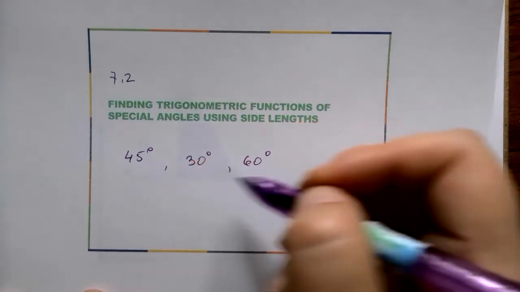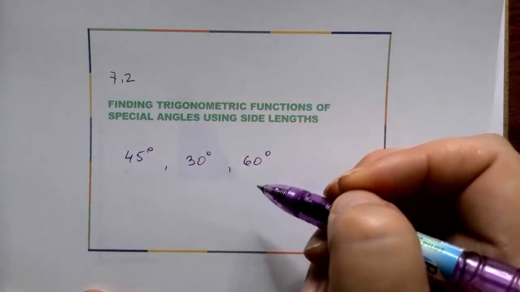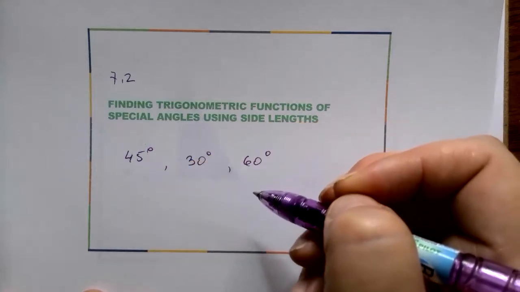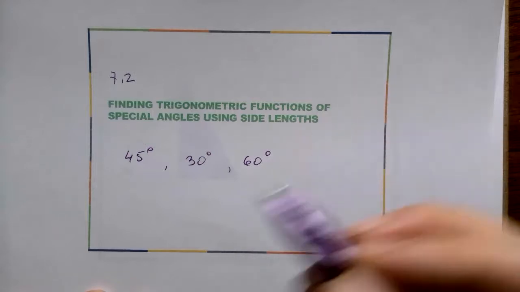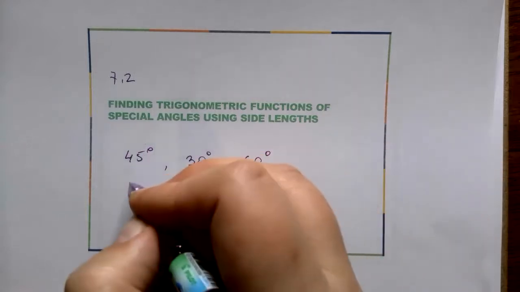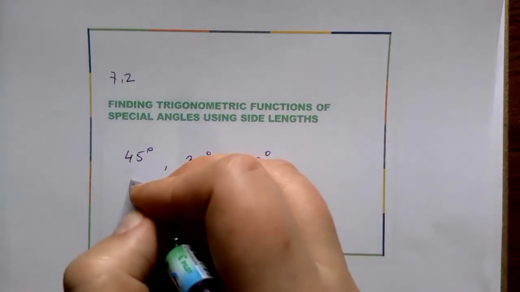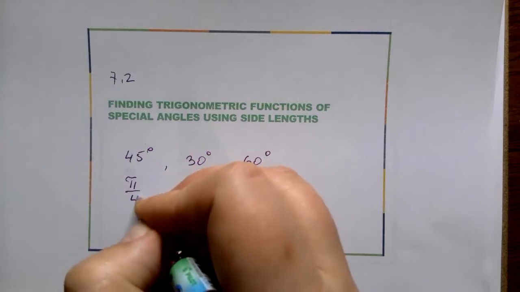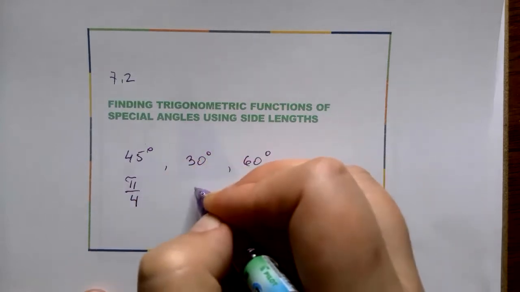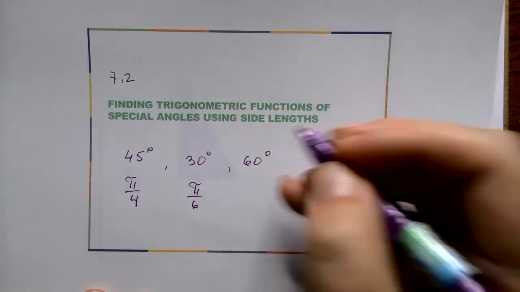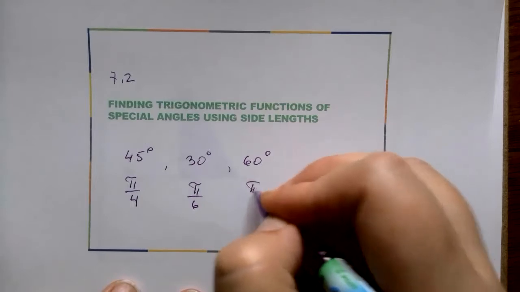Now let's write them in radian measure. Let's get used to seeing them in radian notation. So 45 is pi over 4, 30 is pi over 6, and 60 is pi over 3.